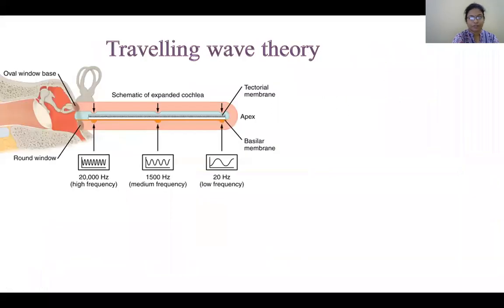So coming to traveling wave theory, now we know that in the basilar membrane, depending on what kind of frequency it is, the sound wave will cause oscillation of that particular section of the basilar membrane. For example, if it is a frequency of 20 Hertz, the base of the basilar membrane will be set into vibration. If it is 15 Hertz, the middle portion, and if it is around 20 Hertz, the apical section of the basilar membrane is set into vibration.